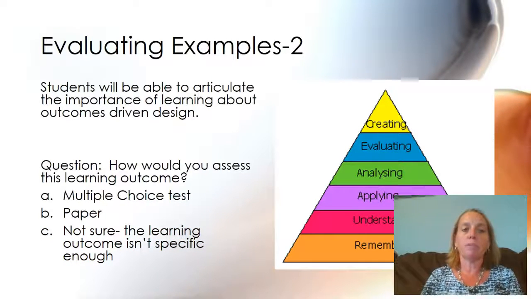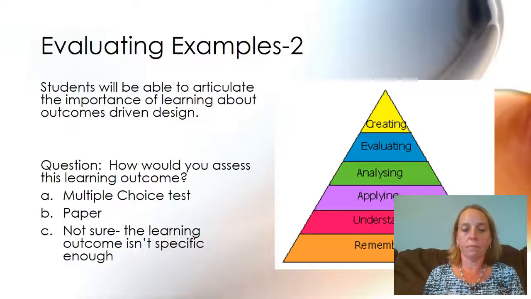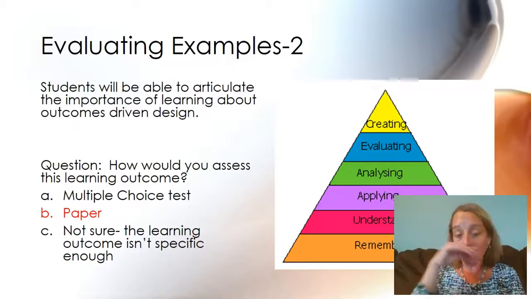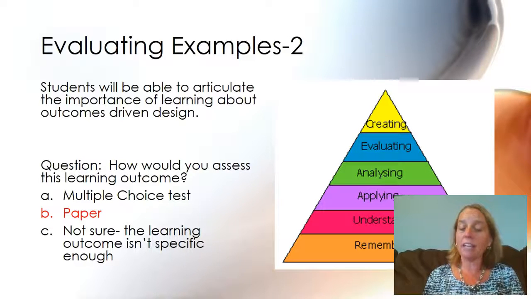Here's another example. Students will be able to articulate the importance of learning about outcomes-driven design. How do you think you might assess this one? Well, I would say a paper probably would work pretty well for this. Again, we're saying that they're going to be able to articulate the importance. So if they need to articulate something, it's really hard to do that on a multiple choice test. There's no articulating. They might be able to recognize something in a multiple choice test, but it seems like we're asking them to do something a little bit higher level here, and I think a paper would be better suited.